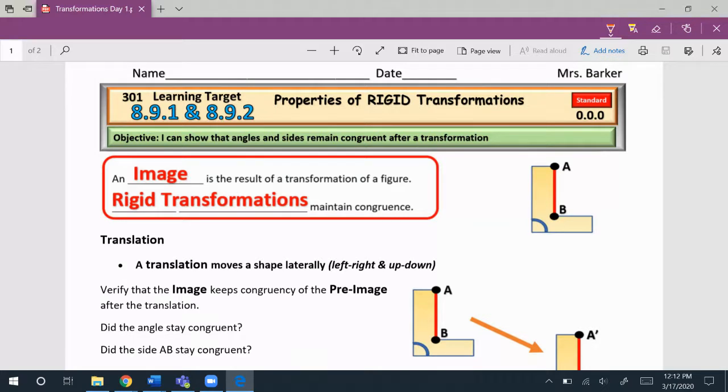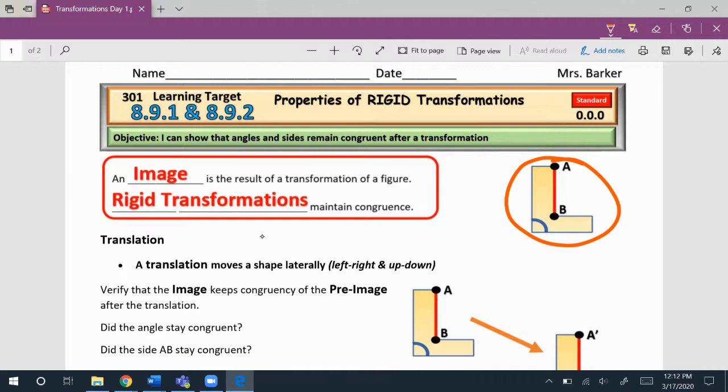Anyways, so we are going to be looking at these transformations. So transformations are when we're taking an image, for instance, like this image, and we do different things with this picture, okay? An image is the result of a transformation of a figure. So we start with what's called a pre-image, and then we perform a transformation, and we end with the image, okay? Rigid transformations maintain congruence.